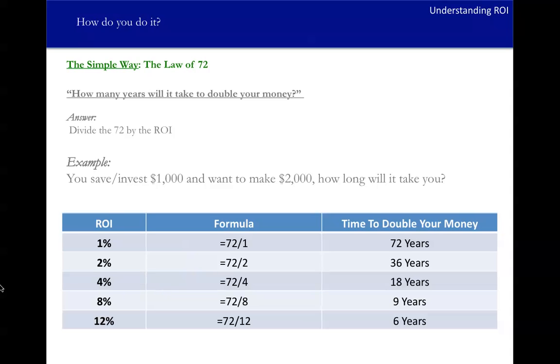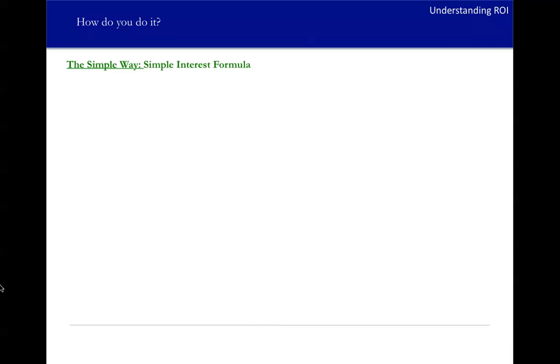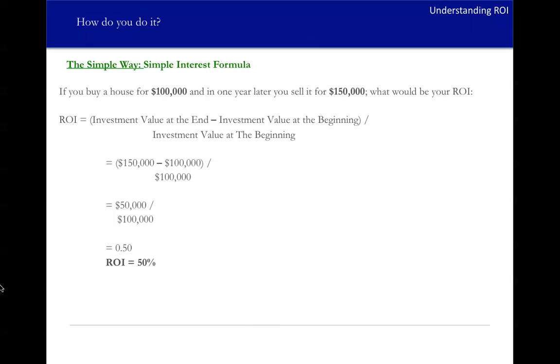Okay, so let's go to a slightly different formula, a little more complex, but it's still a simple way to calculate this. We'll call it the simple interest formula. Again, by example is the best way to learn. Let's say you buy a house for $100,000, and a year later, or maybe 5 years later, you sell it for $150,000. What would be your ROI?